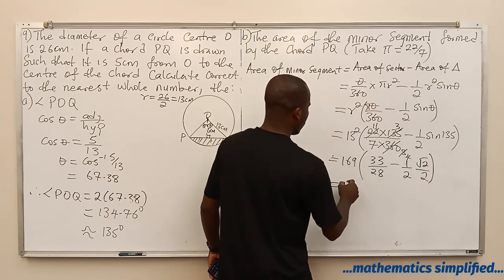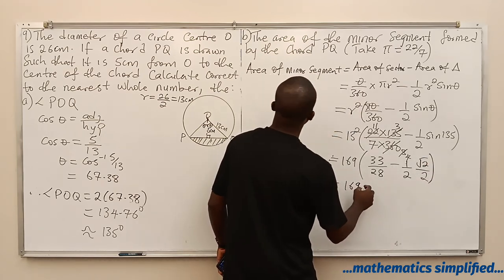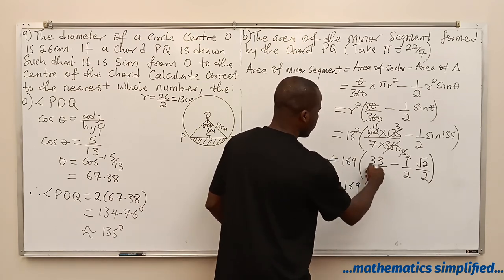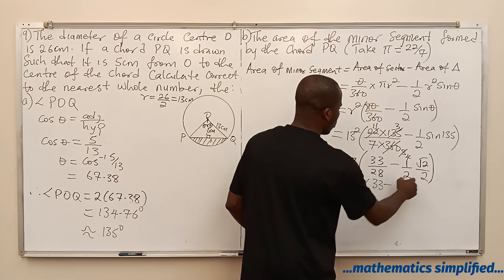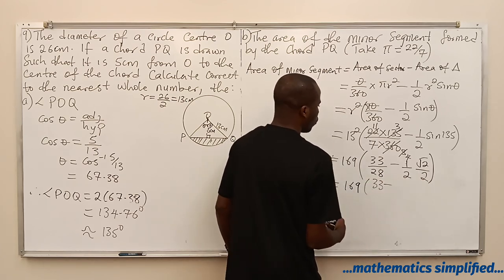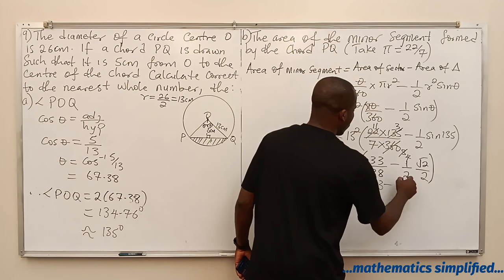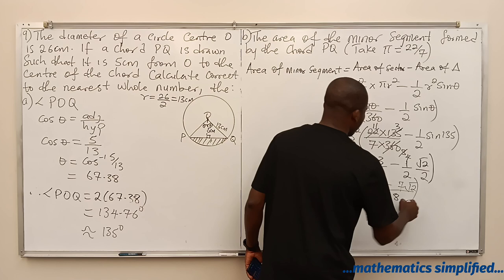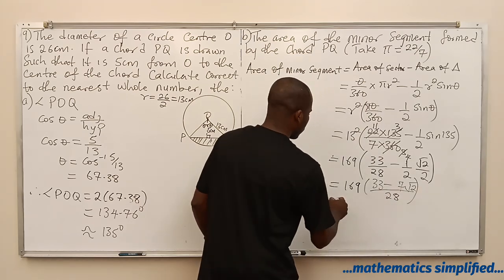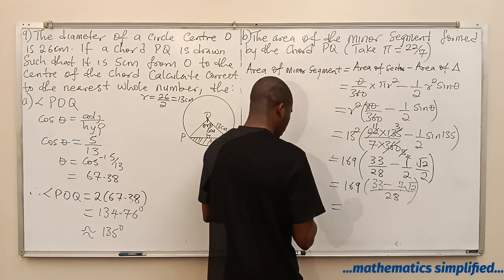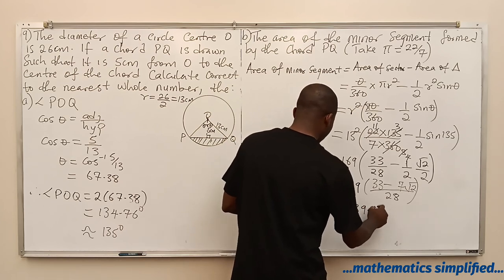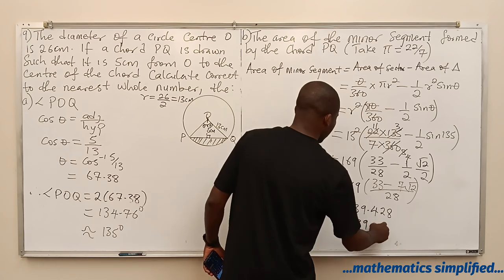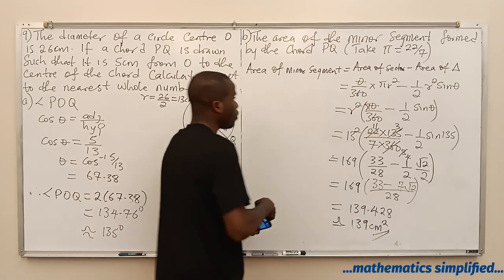So this will be 169. The LCM is 28. So 33 minus 4 into 28 is 7. And so 7 root 2 over 28. So if we simplify this, we'll get 139.428, approximately 139 centimeter square. That is the area of the minor segment.